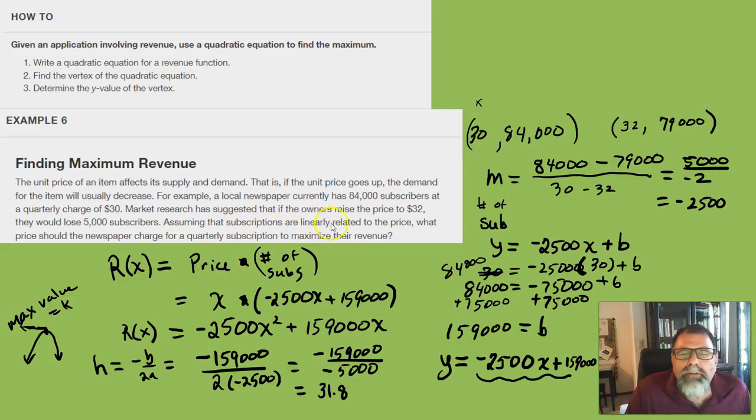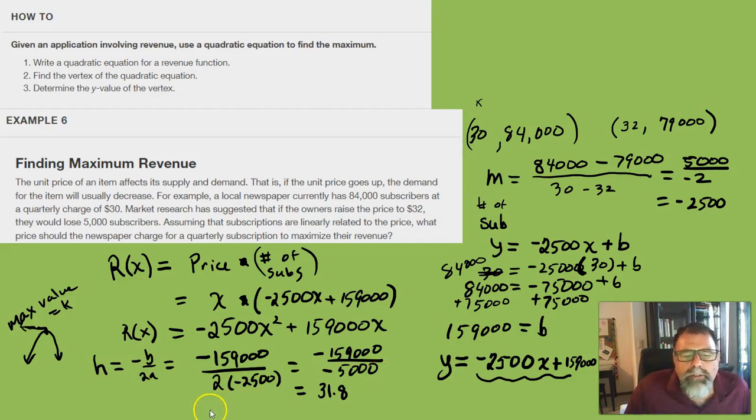Assuming subscriptions are linearly related to the price, which we figured out here, what price should the newspaper charge for a quarterly subscription to maximize the revenue? So the maximum revenue is the K value, but it occurs at the H value. So in this case, we're just looking for this number. What price should we set the subscription in order to maximize our revenue?